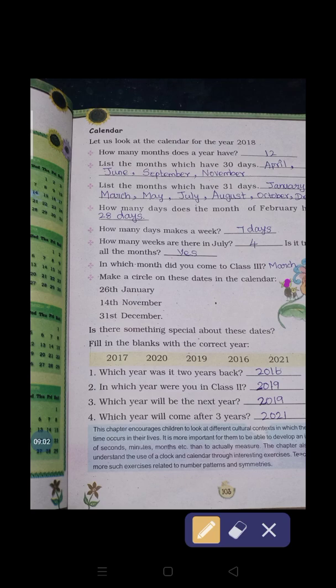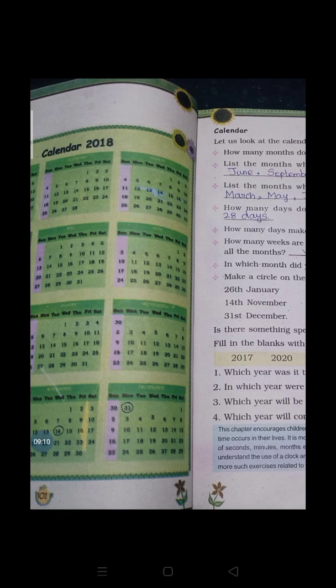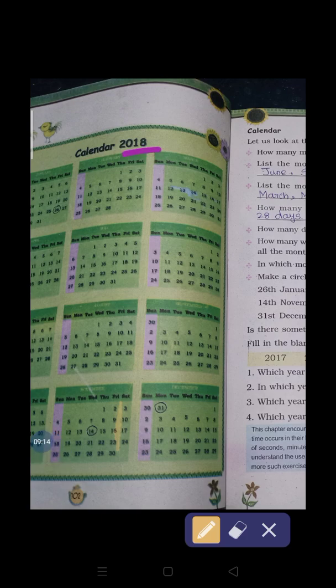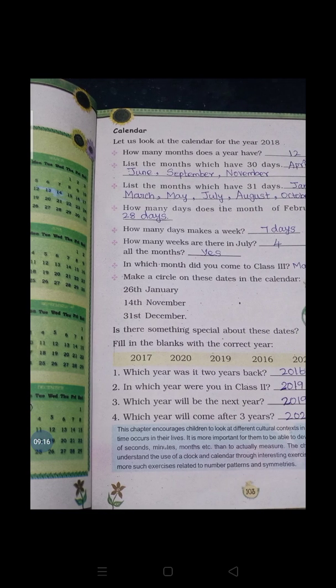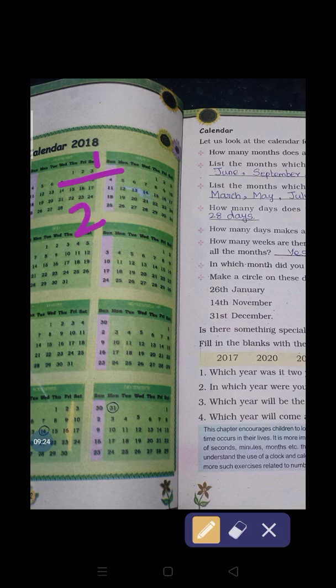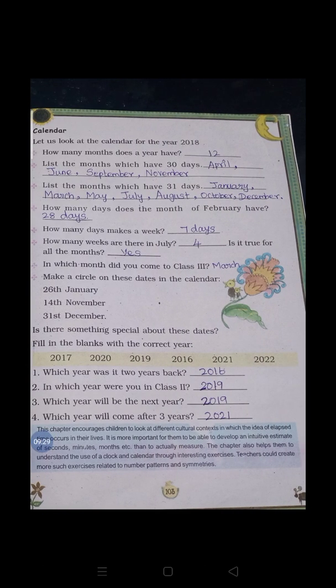Which year will be the next year? Again remember that we have a 2018 calendar. What is the next year of 2018? We have to add 1 to 2018. When we add 1 to 2018 we will get 2019. So the answer is 2019.